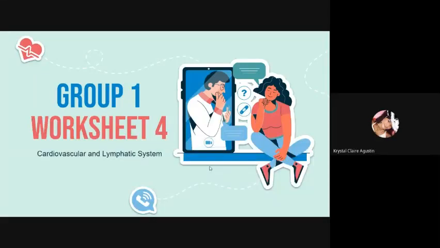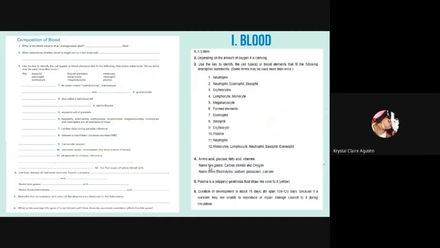I am Crystal Claire Agustin, the leader, and we will now be discussing our answers in Worksheet 4, which is entitled Cardiovascular and Lymphatic System. Of blood. Number 1. What is the blood volume of an average sized adult? In an average sized adult, we have 5.5 liters.